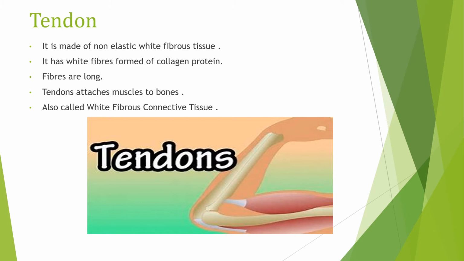Now tendon. These tendons are white fibrous connective tissue. It is made of non-elastic white fibrous tissue. It joins muscles to the bones. It has white fibers formed of collagen protein. Here the fibers are long, whereas in the case of ligaments, the fibers were very small.